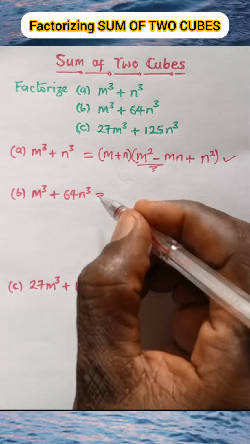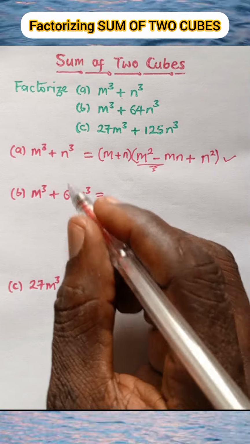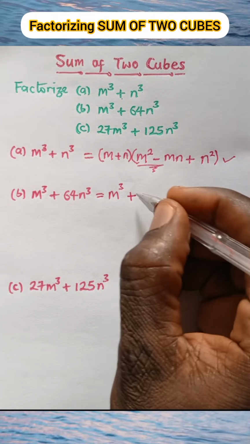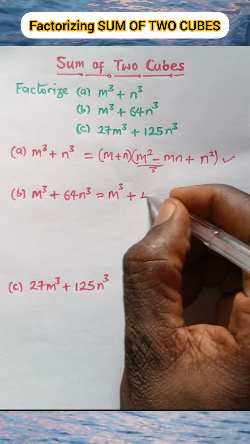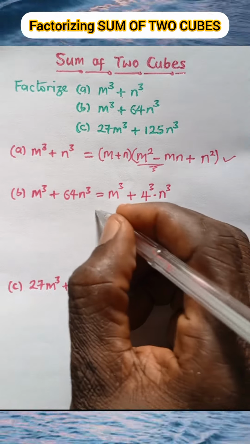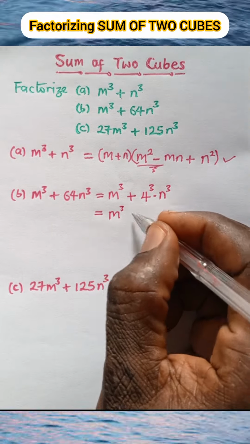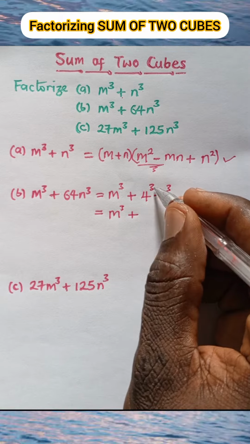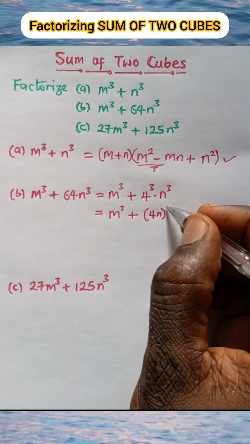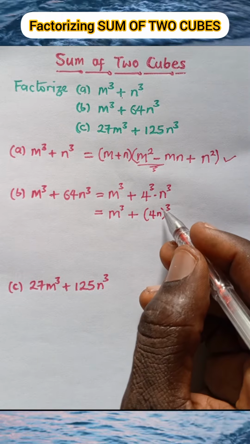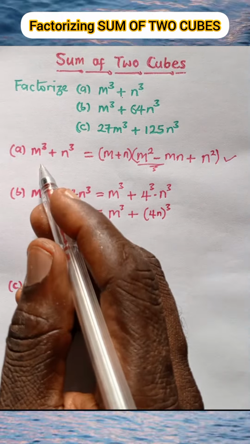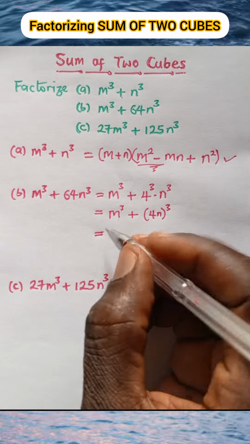We are going to first express the terms to look like what we have in A. So that we have m cubed plus 64 can be expressed as cube, which is 4 raised to the power 3. Then multiply n cubed. So we have this as m cubed plus, now 4 has cube and n has cube. So we can bring the two together as 4n and represent them with 1 cube. So when you look at these two terms now, it looks very similar to what we have in A. So this now is sum of two cubes.